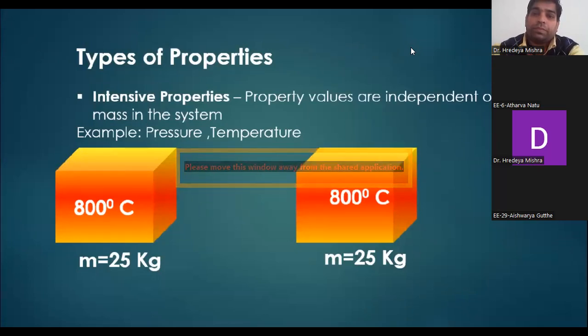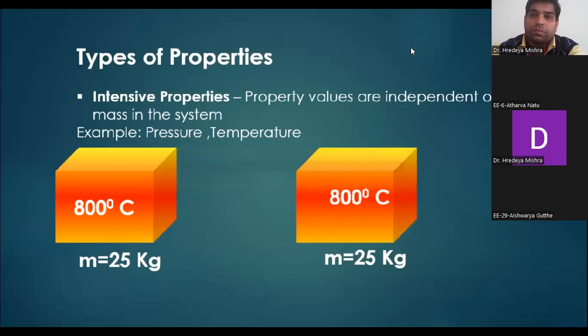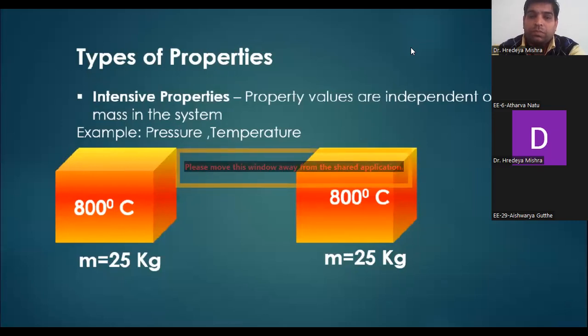If I cut this second body into three pieces of 10 kg, 10 kg and 5 kg, all three pieces will have the same temperature of 800 degrees Celsius, which means that the temperature is independent of the mass of the system. So it is an intensive property.